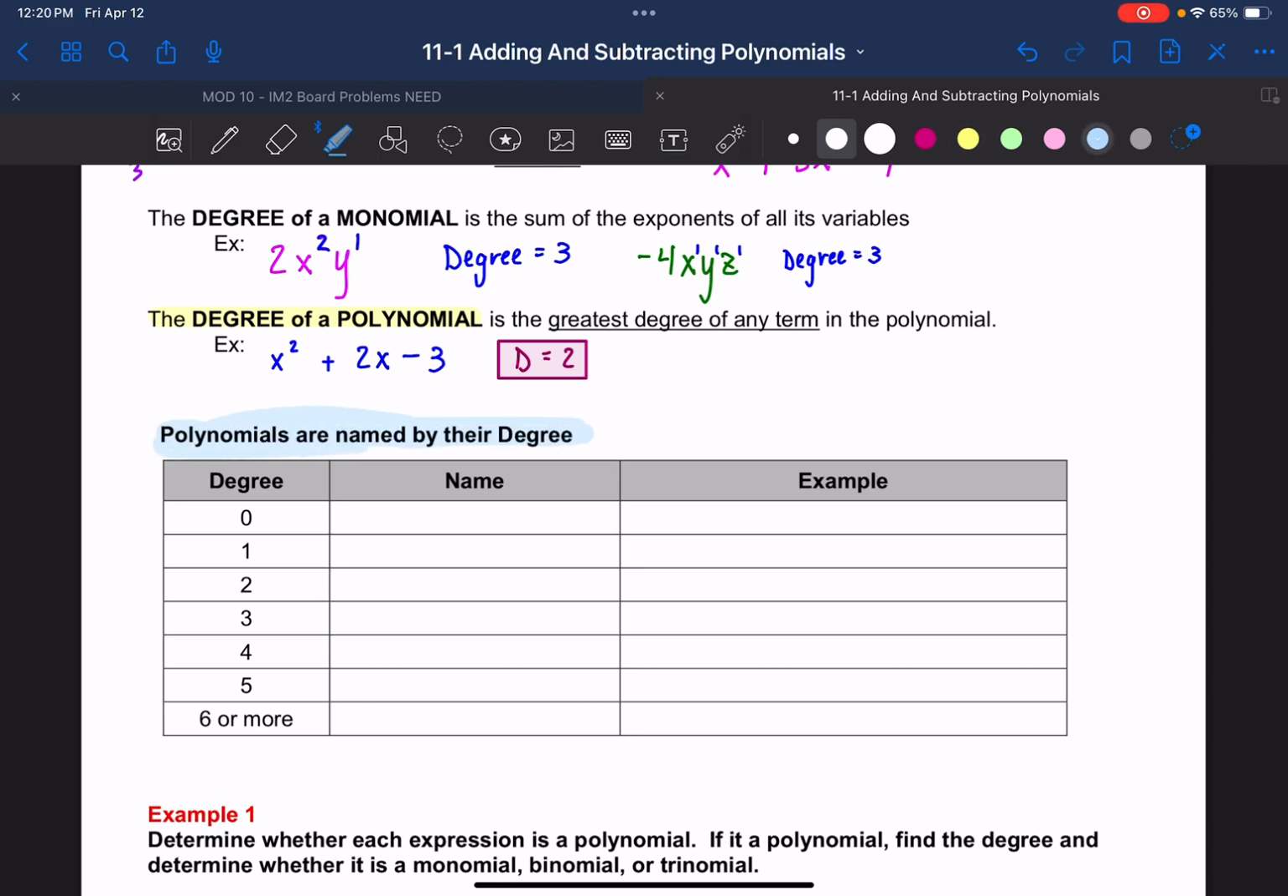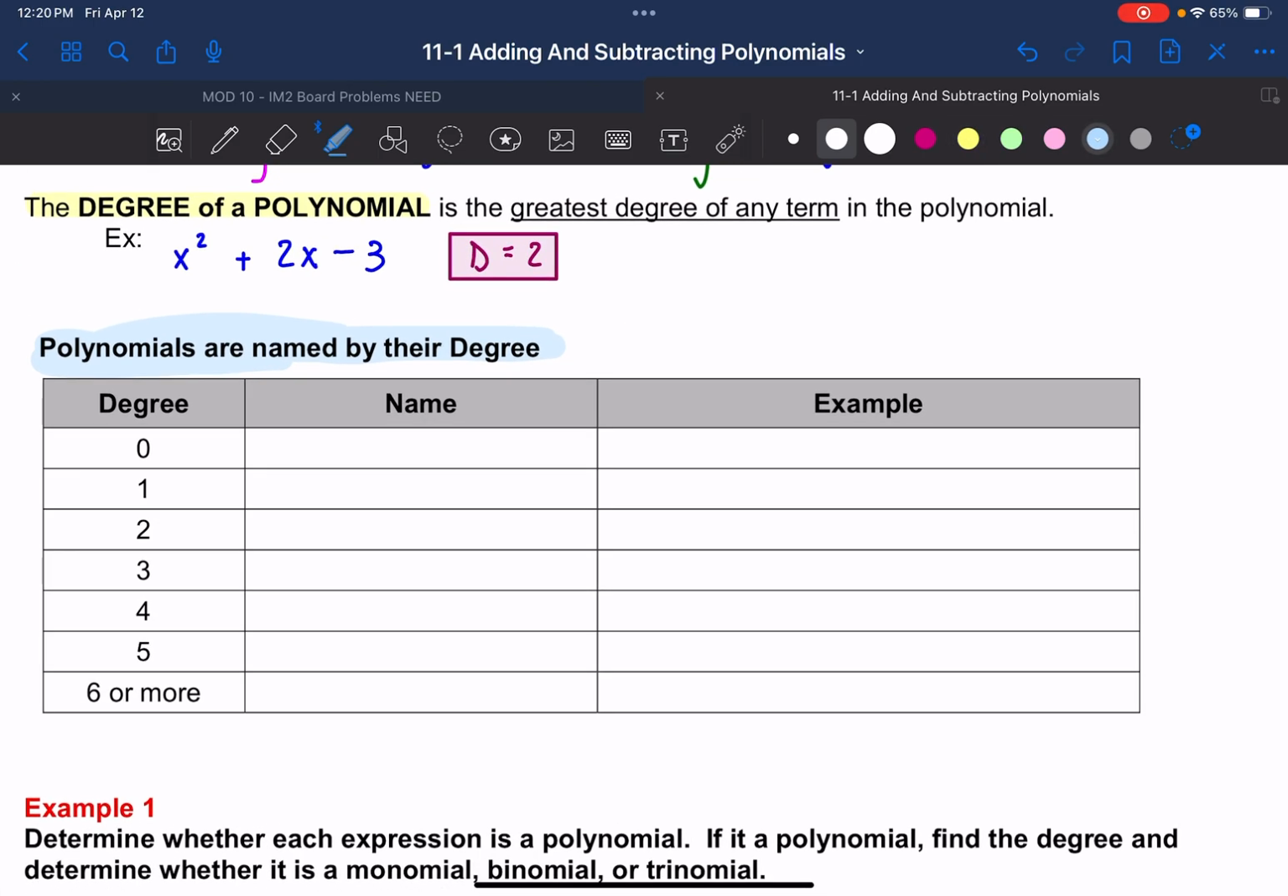named by their degree. So if I have a 0 degree, what does that look like? It's just not going to have any exponents. So it can be any constant, 5 or 20, something like that. Because notice, what is here? Maybe a variable to the 0 power, as we know that that goes to 1. So that's a 0. A 0 degree polynomial is called a constant.